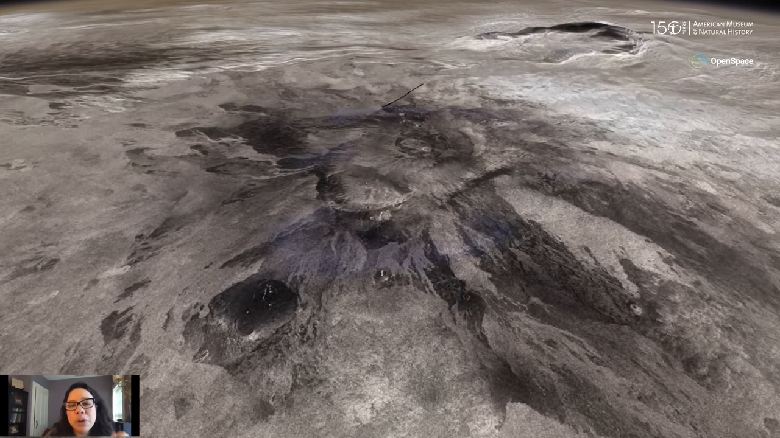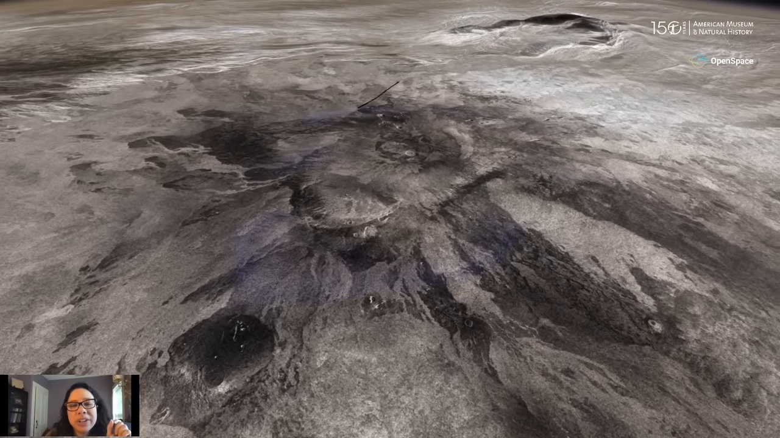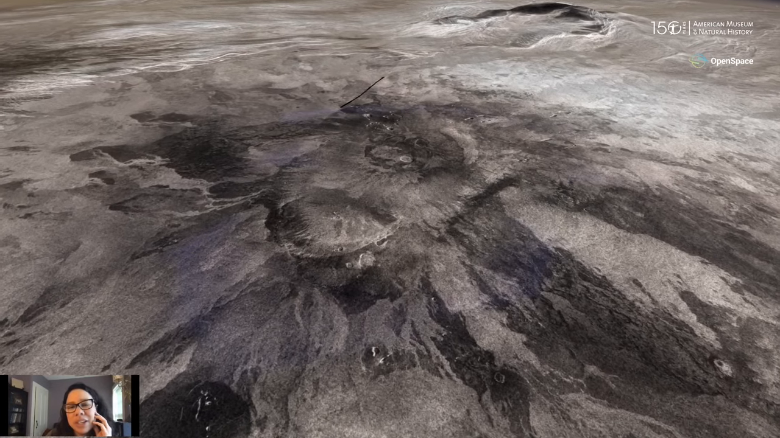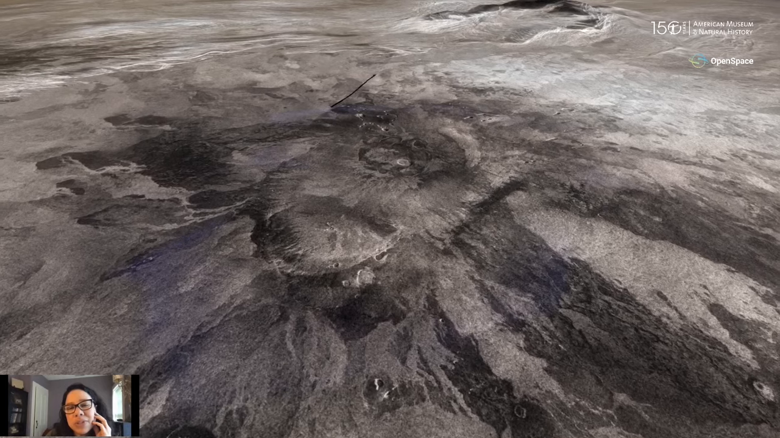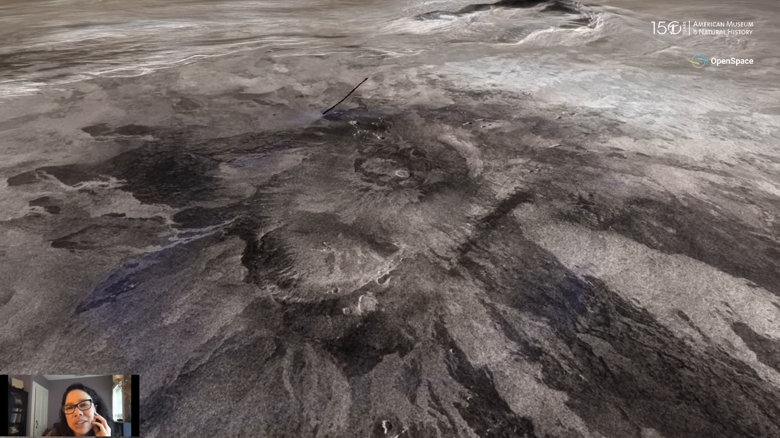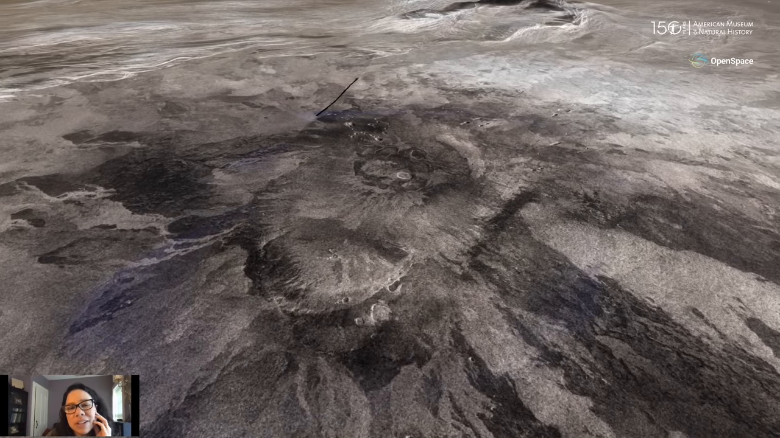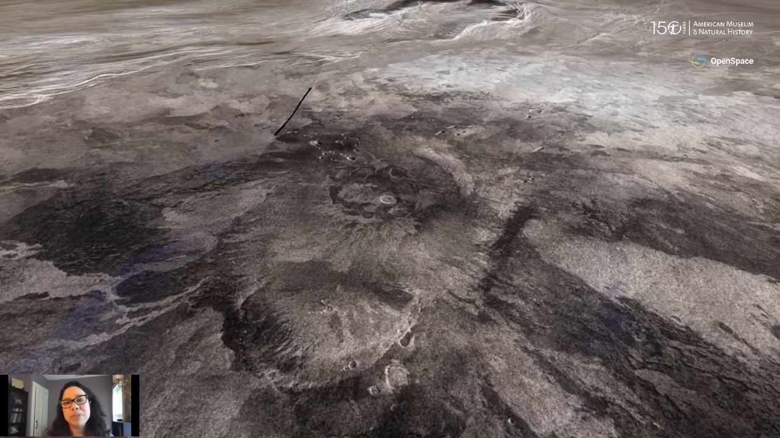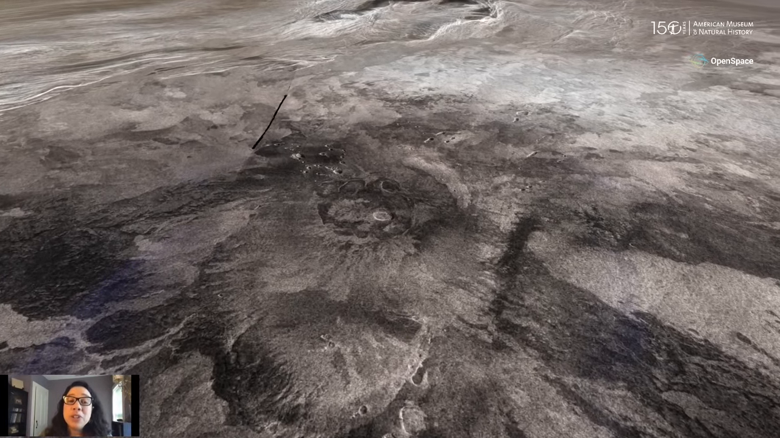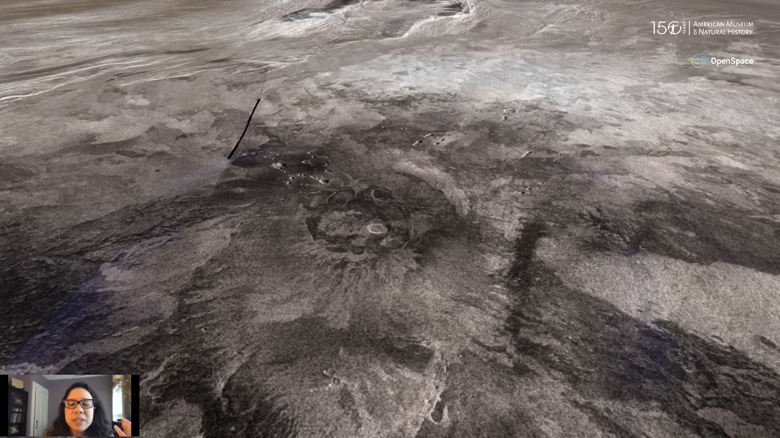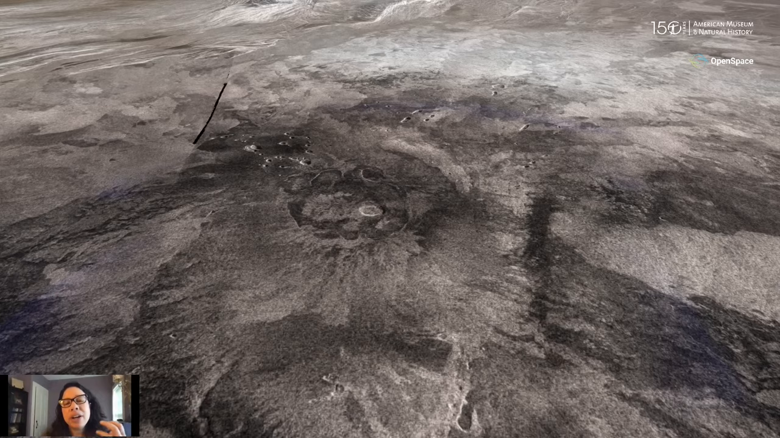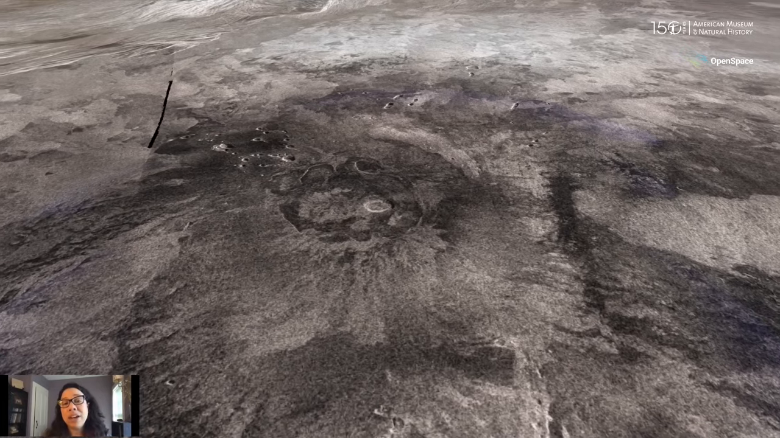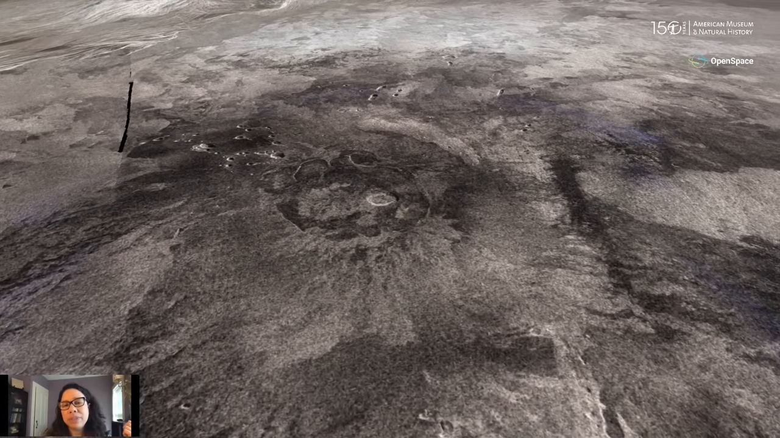We can see in the foreground some dark, smaller volcanoes on top of the main mountain. We see individual lava flows in the different colors associated with individual eruptions. And we can see features indicative of collapse. So we call these features calderas. We see pits. These are things where magma was underneath the ground and then it moved out of the ground onto the surface during a volcanic eruption.